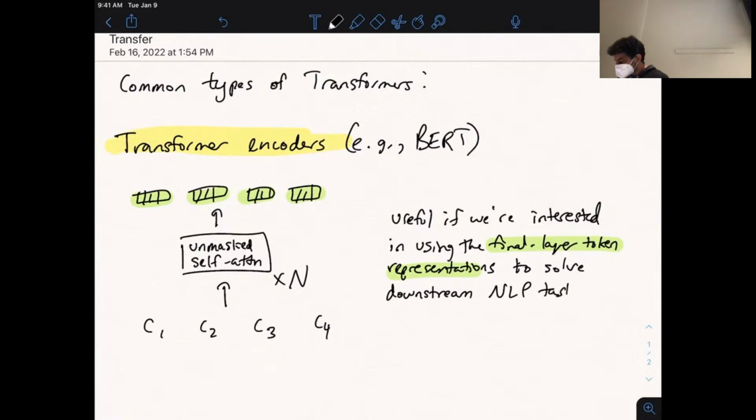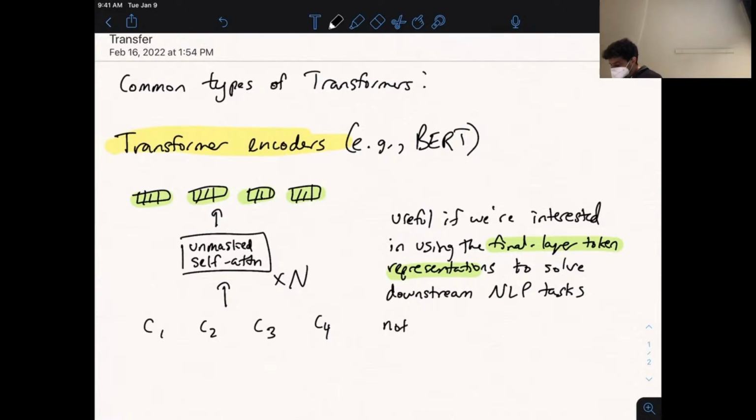NLP tasks. We'll talk about what a downstream task is, but it basically is any non-self-supervised task, so something like text classification or question answering or something like that. As long as these tasks don't require generating text, you can get a lot of mileage out of transformer encoders using them strictly to learn representations of text. And then you have some other thing that is actually learning to use those representations to solve a task.